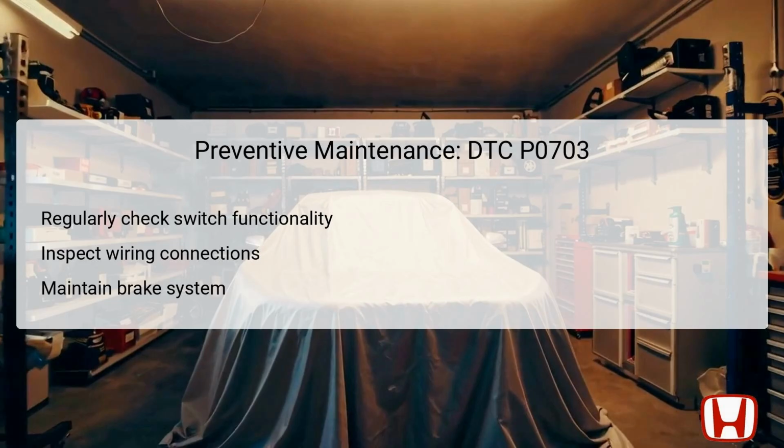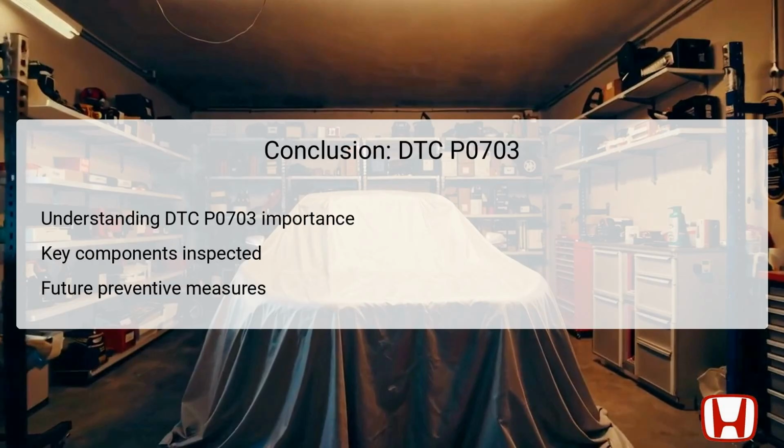Alongside these checks, maintaining the brake system as a whole is essential. This includes monitoring brake fluid levels, assessing pad and rotor wear, and addressing any anomalies promptly. Such preventative efforts not only promote vehicle safety, but can also enhance performance and longevity of critical systems in the Honda Civic.